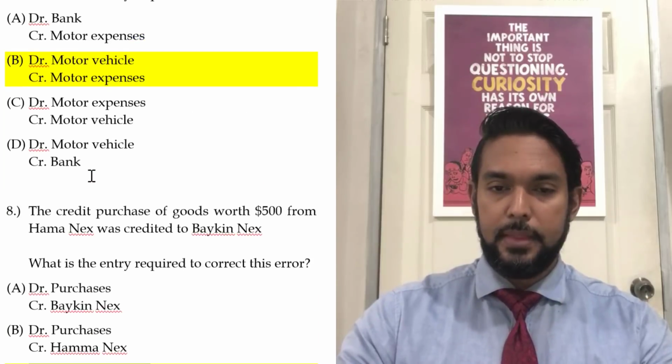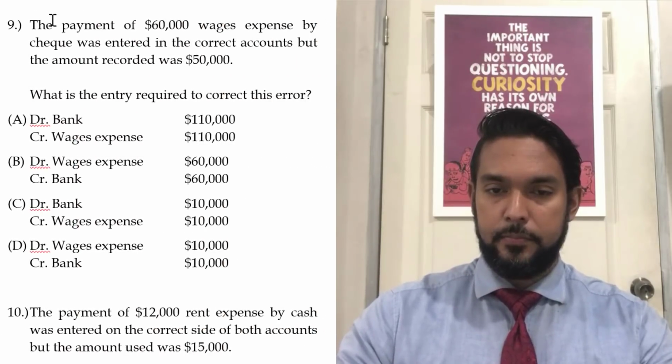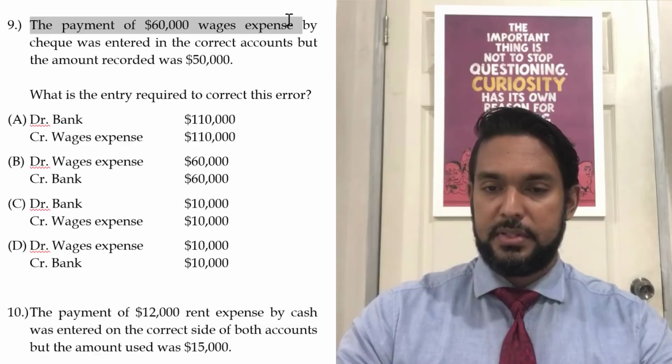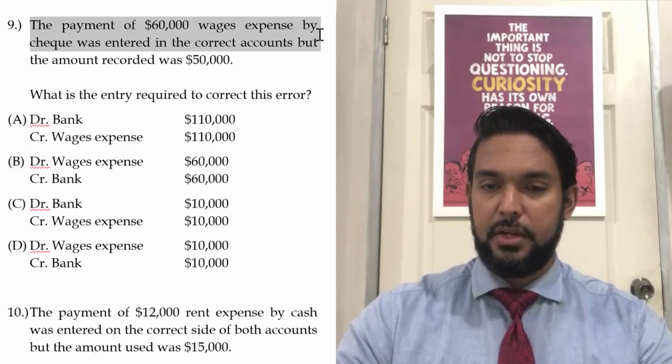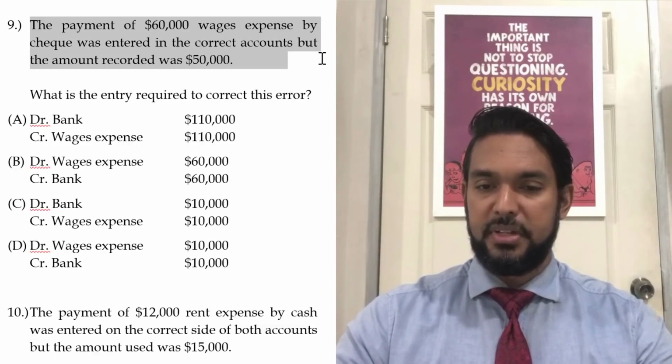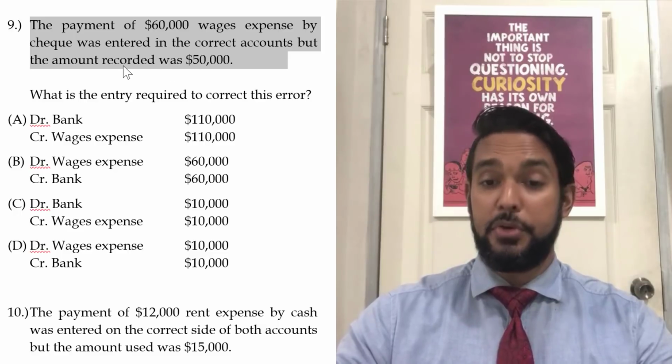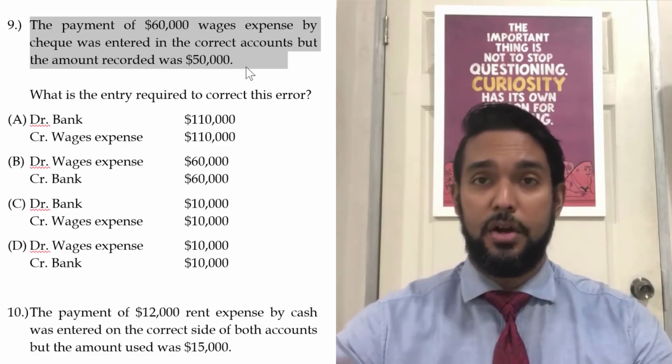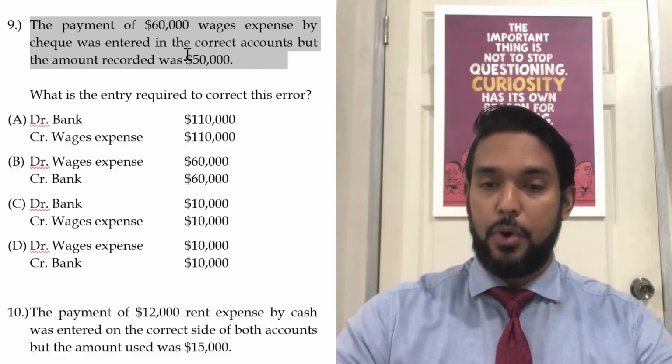Right. Okay, number 9. The payment of 60,000 wages expense by check was entered in the correct accounts, but the amount was recorded as 50,000. So this is an error of original entry. The incorrect amount was used for double entry.